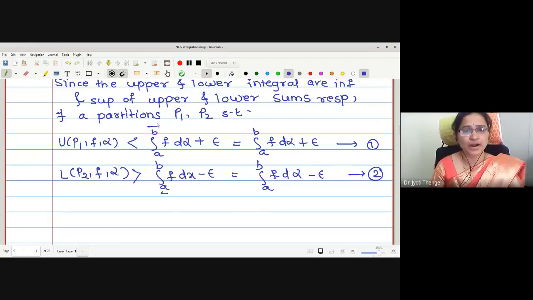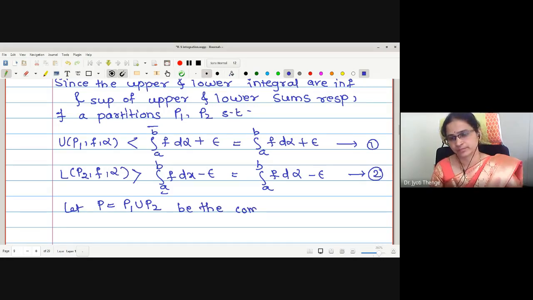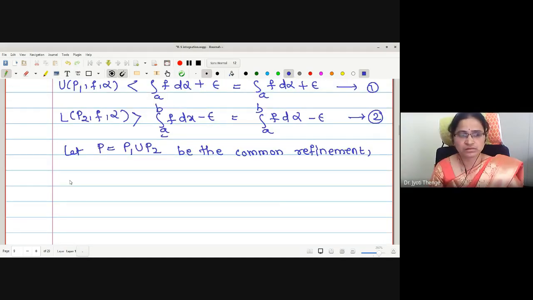Now for the two partitions we have taken, we take their common refinement. Therefore let P equal P1 union P2 be the common refinement. What is the relation between the upper sum and its refinement? For any arbitrary partition and its refinement, what should be the relation between the two sums? Just now we have proved that the upper sum decreases. Correct, no?